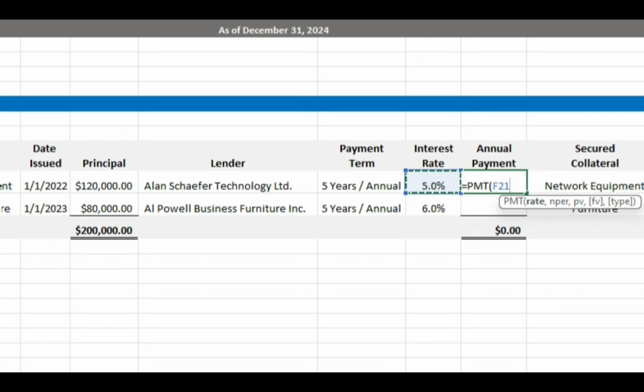It's a 5-year loan with 5 payments. So we're going to put 5. Present value, we're going to negative what we borrowed. And again, future value is going to be 0 because they're expecting that we've paid this in full. So our annual payment for borrowing money for this network equipment, $27,716.98.